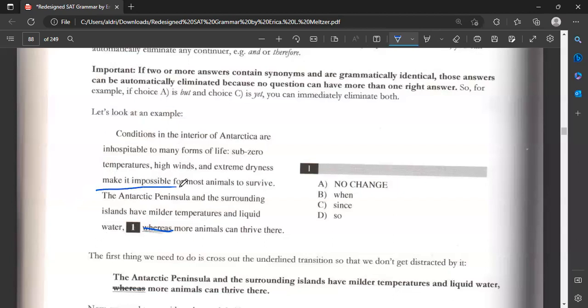So let's consider this statement down here. The Antarctic Peninsula and the surrounding islands have milder temperatures and liquid water. More animals can thrive there. What do you guys think? What type of transition is needed here? Do you think it's a continuum, a cause and effect, or a contradiction? Let me know what you think real quick. Cause and effect. All right, so we have one cause and effect. Anyone else? Cause and effect. All right, so we have two cause and effects.